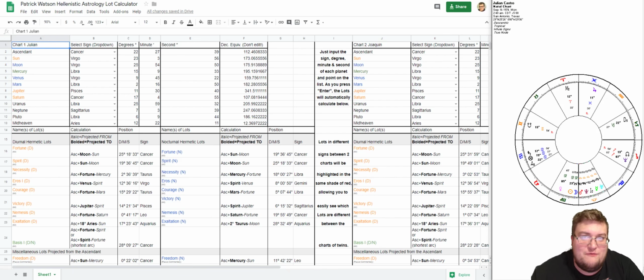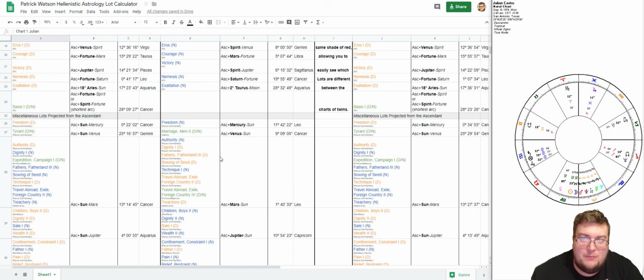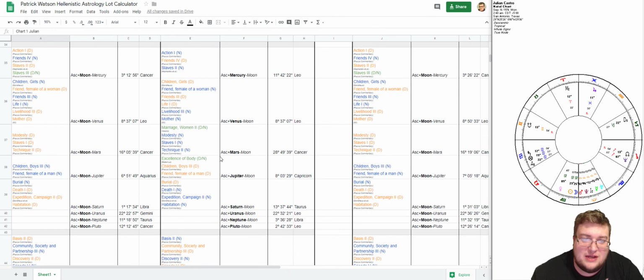So in order to investigate this particular possibility between the charts of twins, I have created this Hellenistic astrology lot calculator. Basically, it's a spreadsheet calculator where you put in all of the positions of a given chart and another one, and it automatically populates every single possible combination of lot along with its Hellenistic name, as well as the source that it comes from, and it gives you the precise position.